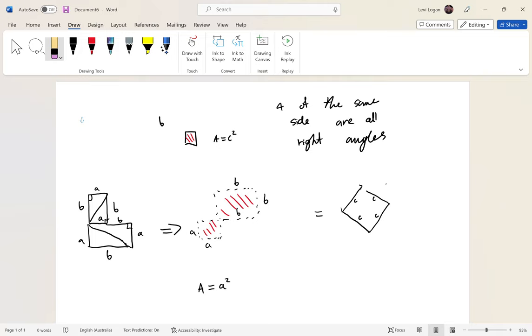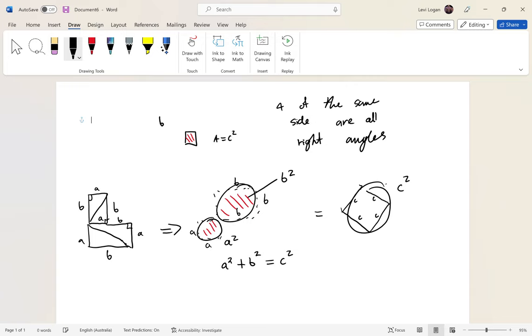In other words, A squared plus B squared is equal to C squared. Because this whole thing, its area is B squared, and this whole thing is A squared. And the sum of these two is equivalent to the right hand side, and this whole area here is C squared. Therefore, A squared plus B squared equals C squared. That's a mouthful. So that's a proof for the Pythagoras Theorem.